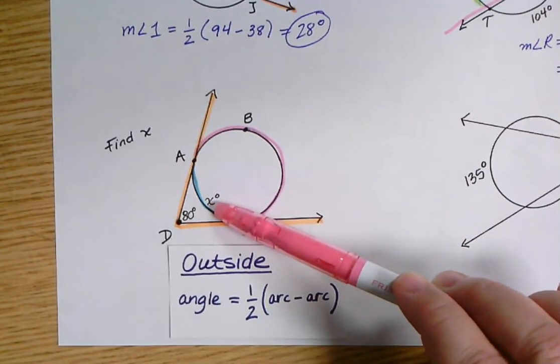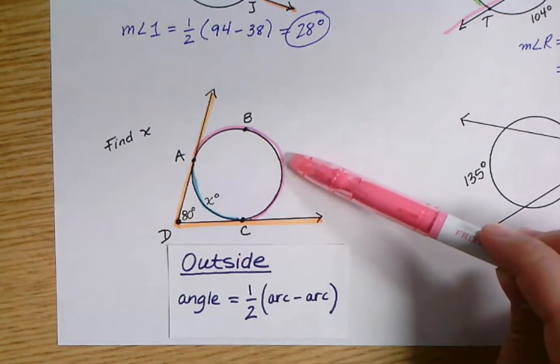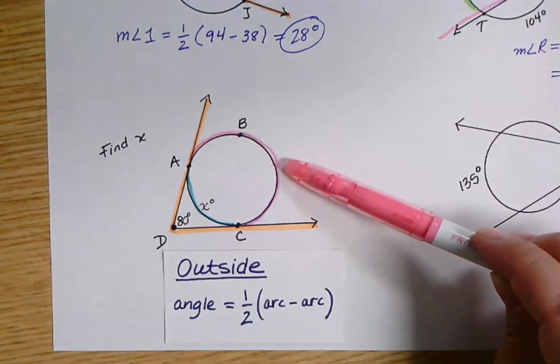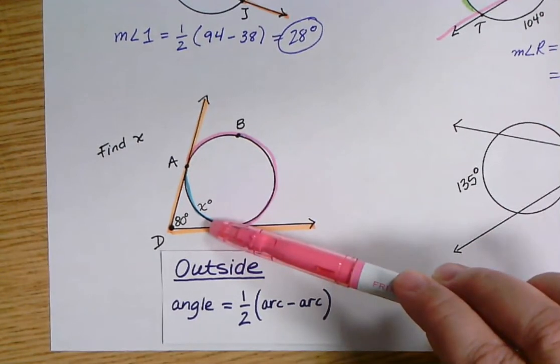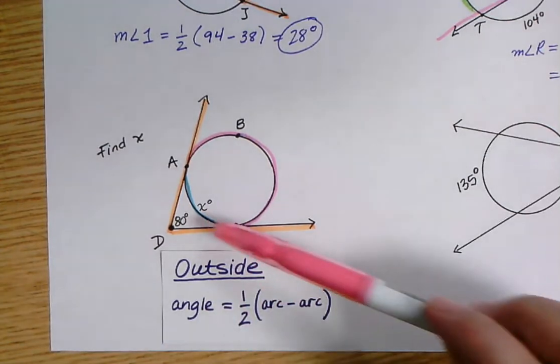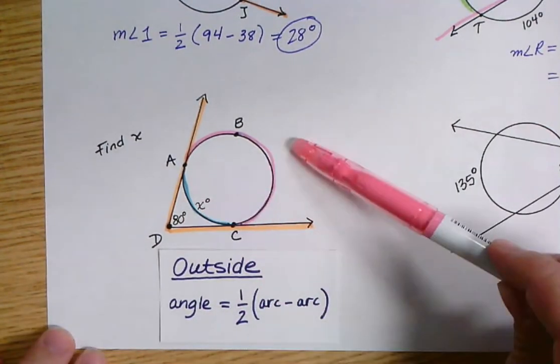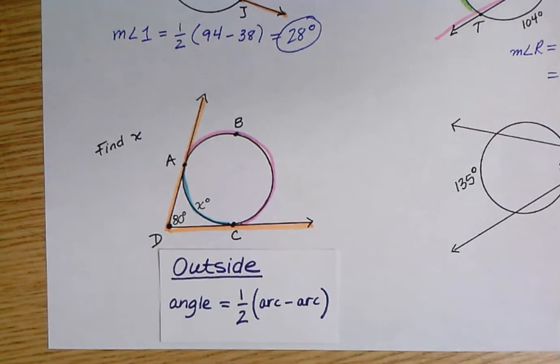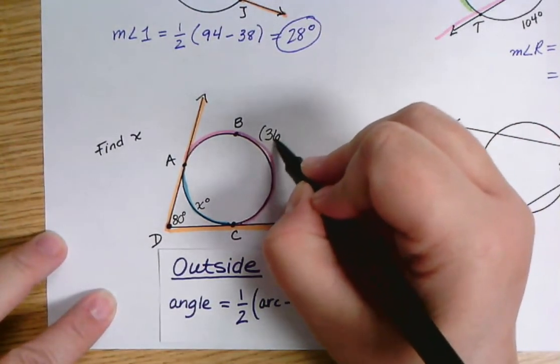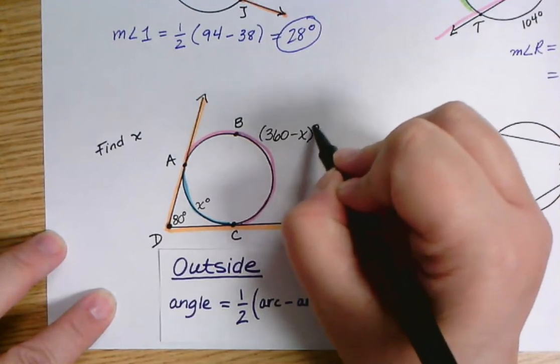What if that was 100 degrees? What would the pink arc be then? What would arc ABC be if x was 100? How would I find out? Well, I would subtract from 360 because together these two arcs make up the whole circle. So I'm still going to subtract from 360 even though I don't have a number. I'm just going to call it 360 minus x.